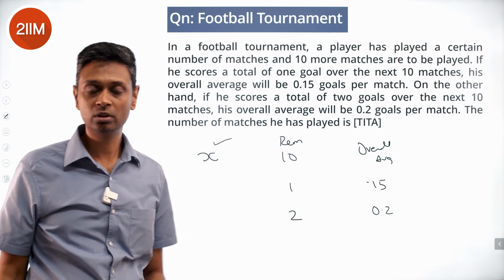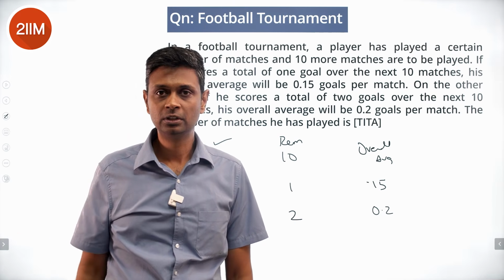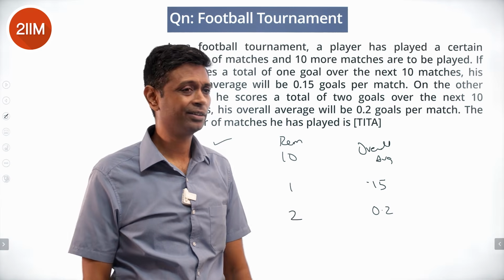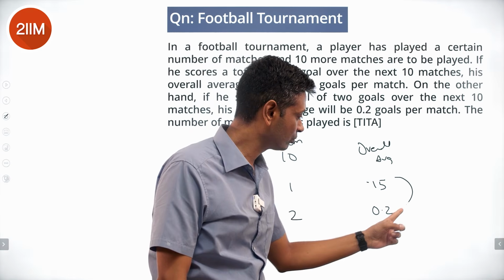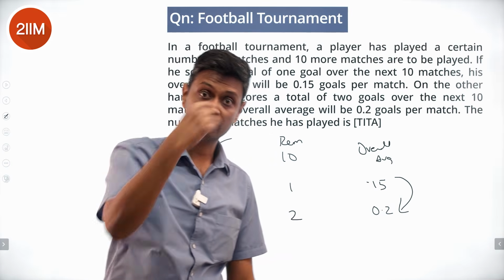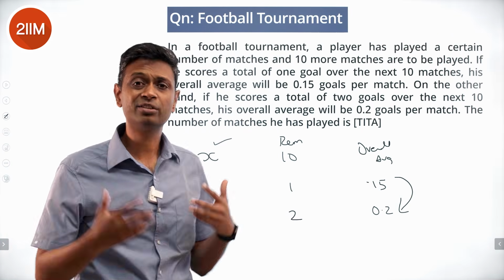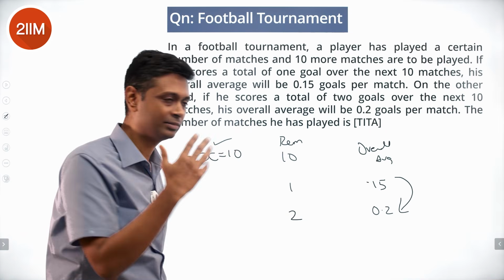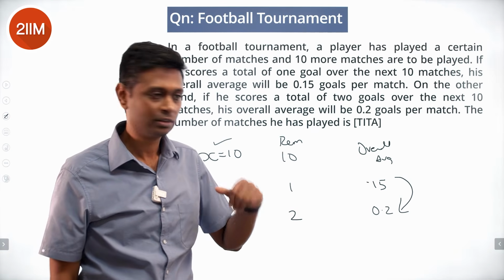1 extra goal increases his average by 0.05. 1 more, and the average goes up by 0.05. Average increase into total number of matches should be the total increase, so the total number of matches is 20, or this X is 10. Then we are through. X is 10, 10 plus 10.